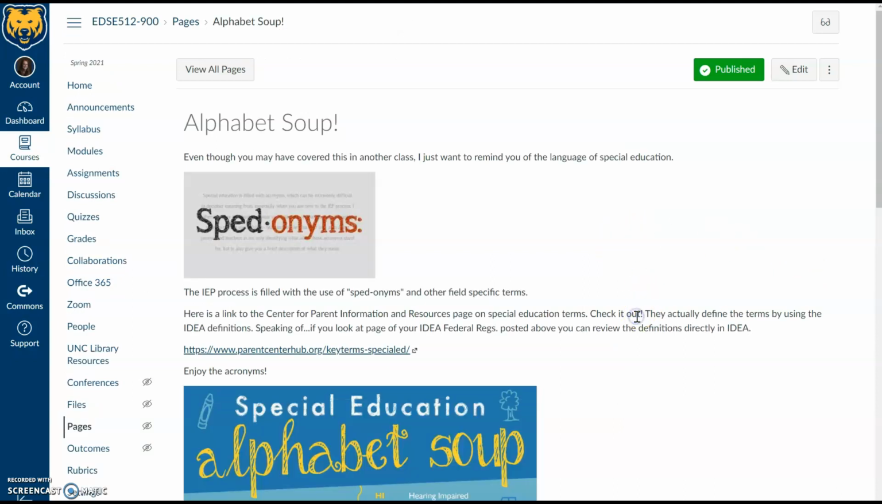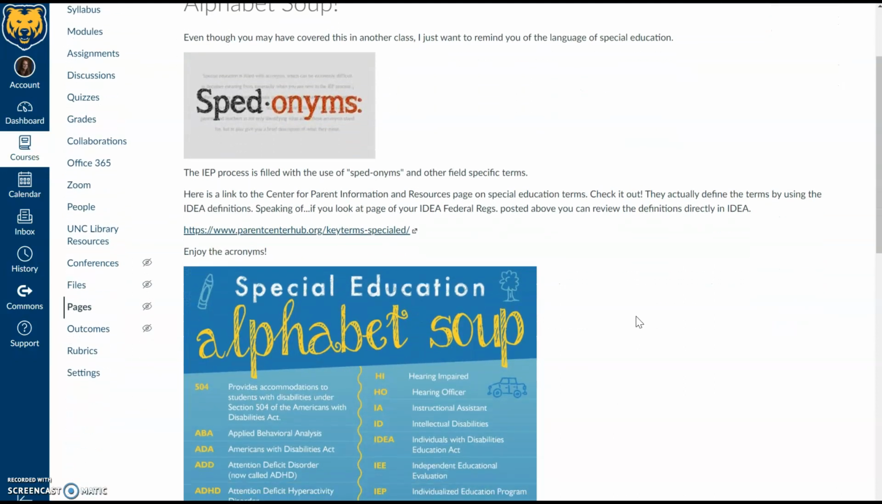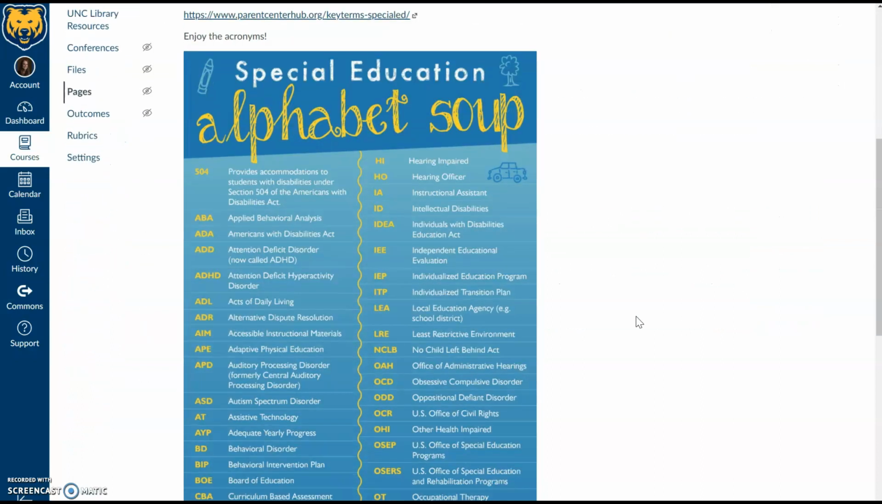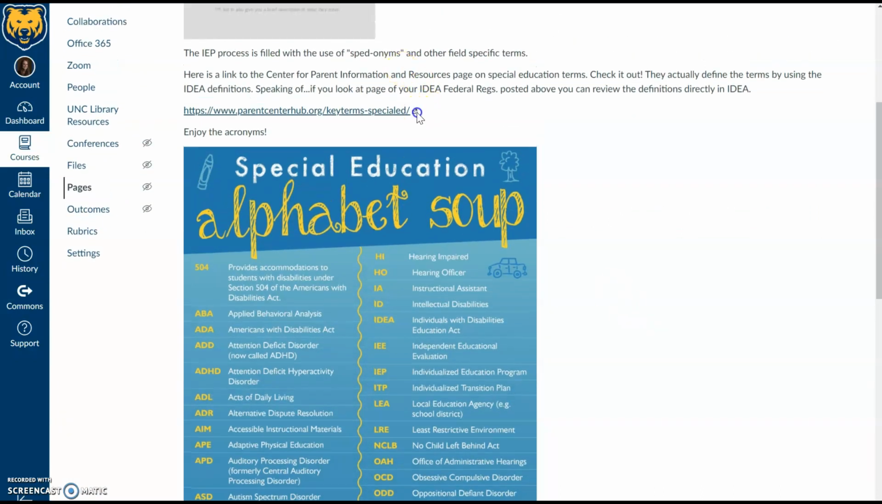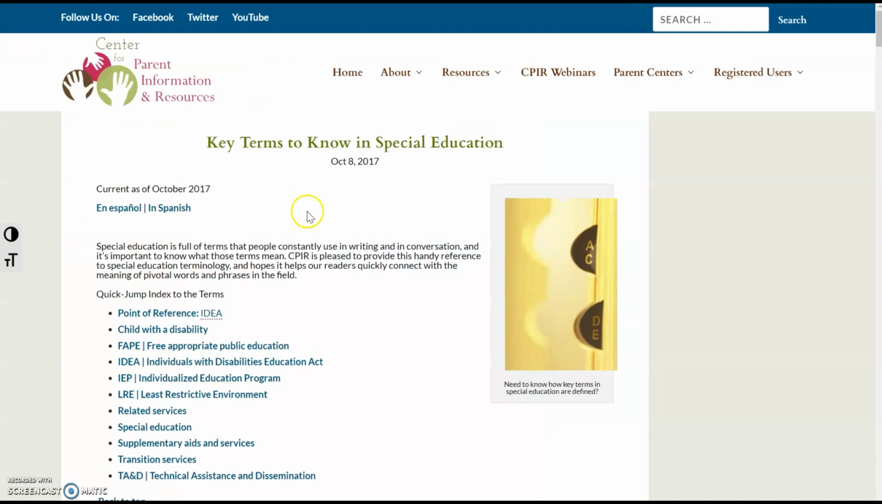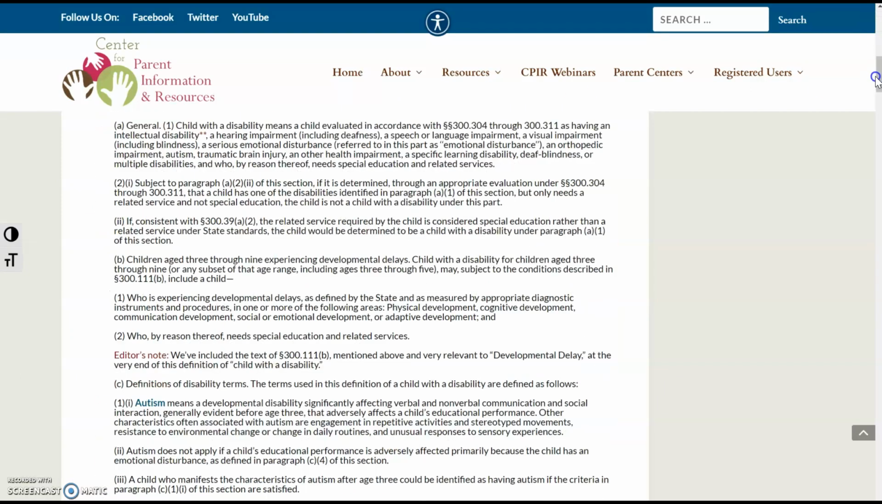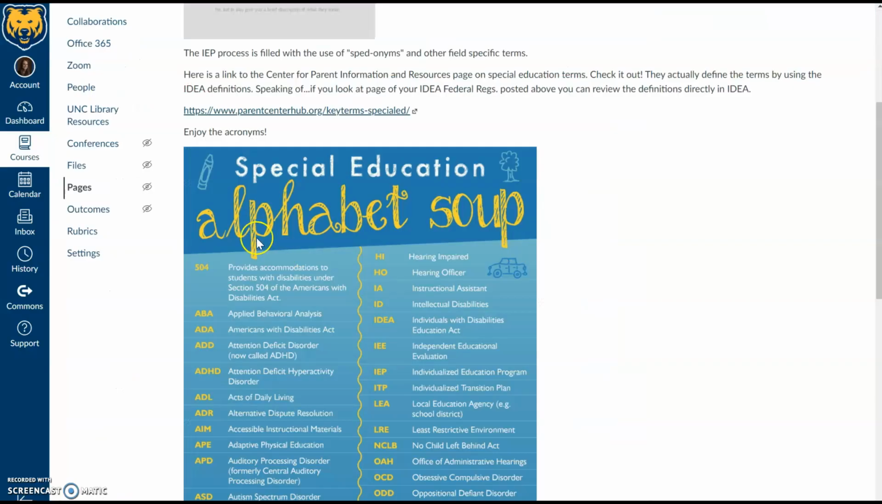As we've talked about acronyms, there are so many. A couple visuals here, this visual included for you, as well as this link with some more key terms to know in special education. You may be very familiar with all of these acronyms, and you may find that in your state or county or district, some of these are used a little bit differently or have changed over time. But the fact remains that there are an enormous number of acronyms in this field.